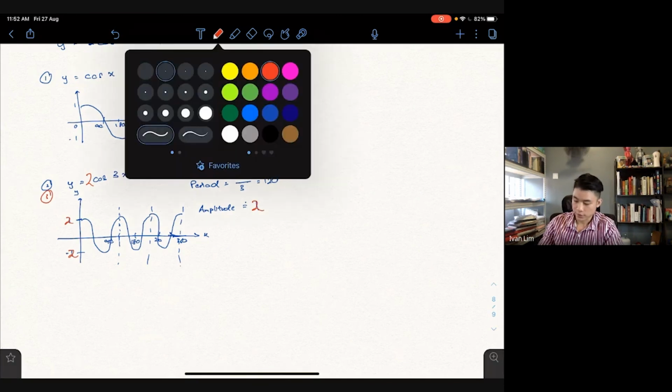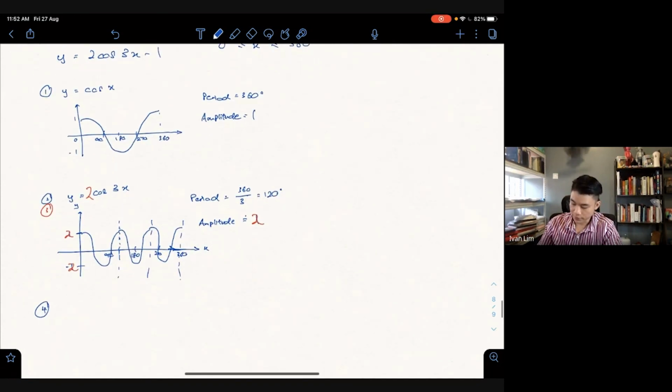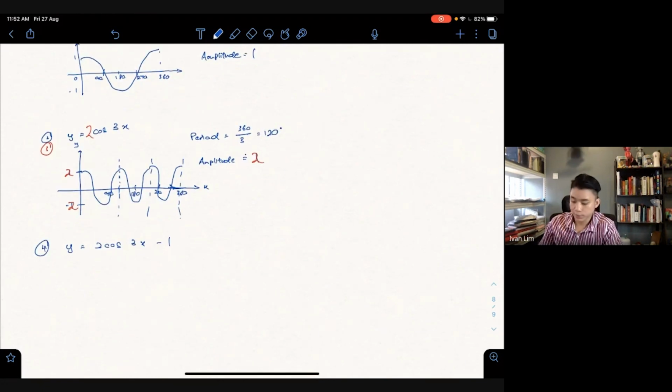Okay, let's look at the last step. Number 4 is we want to -1. So what will happen? -1 means your whole graph will be shifted down by 1. Okay, so now only you draw this 2 cos 3x minus 1. What are the important points here? You all see your 2, your 0, and -2. So 2 minus 1 will be 1, 0 will be -1, -2 will be -3.